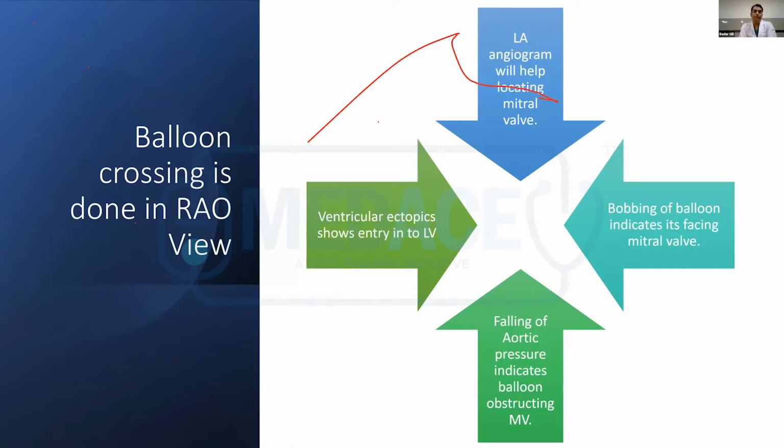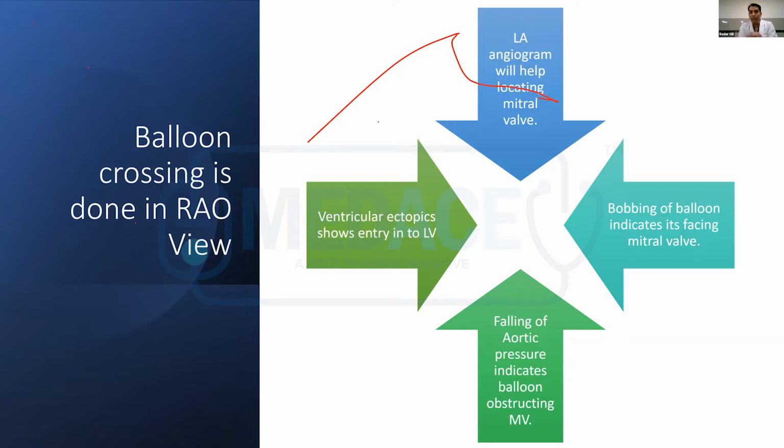I would like to mention a few steps regarding balloon crossing when it is done in RAO view. These four points would be very helpful in our successful crossing of the balloon. First of all, the LA angiogram, which we have done, helps in locating the mitral valve and assessing its position.